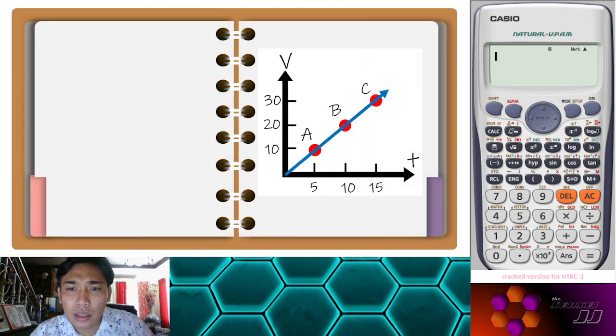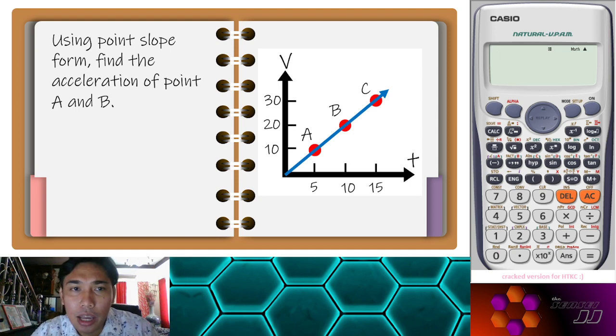So after plotting, let's try to find this one. Using point slope form, find the acceleration of point A and B. It is clearly stated in our graph that for a velocity versus time graph, when point slope form is used, we can find the acceleration. Using the point slope form, find the acceleration of point A and B.